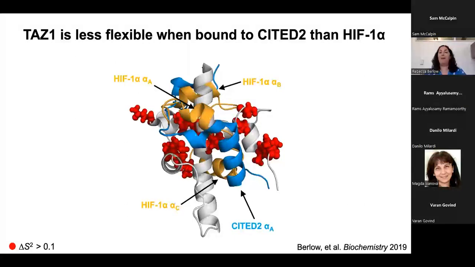And we can map where most of these changes occur. So these changes in order parameter from the previous slide. And what we can see is that they actually link the binding sites of the CITED2 alpha A helix and the alpha B and alpha C helices of HIF1 alpha on the other side of the molecule. So this is really a nice structural and dynamic evidence for allostery in the system, where CITED2 is able to act as an allosteric effector for dissociation of HIF1 alpha.